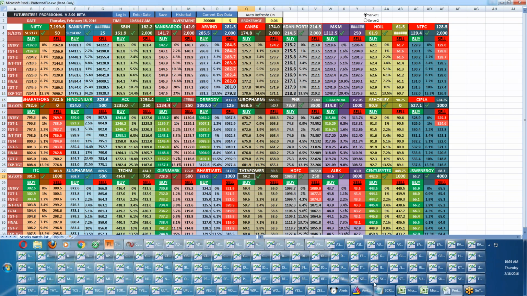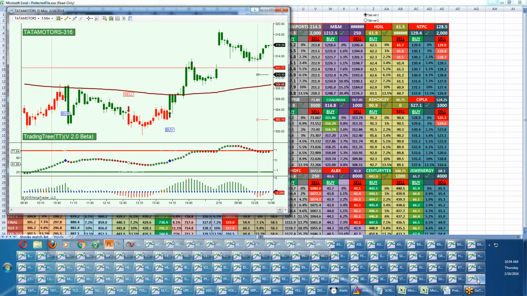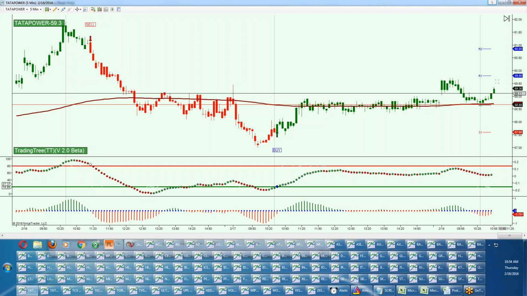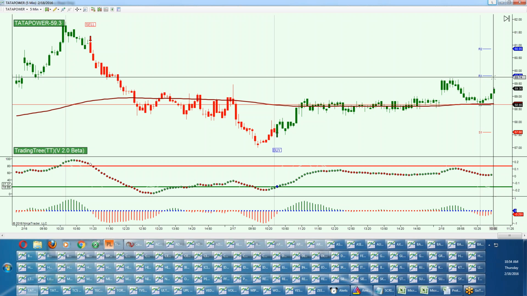59.30 Tata Power. Tata Power, in case you have got a buy call now, this buy call is running from yesterday. I think you have not opened the charts properly. 58 was the entry. There is an upside for Tata Power, can go up to 59.70.